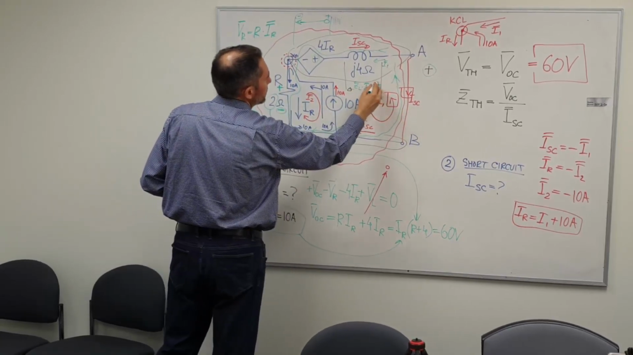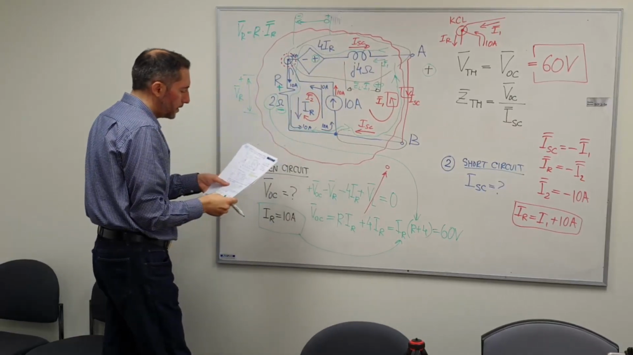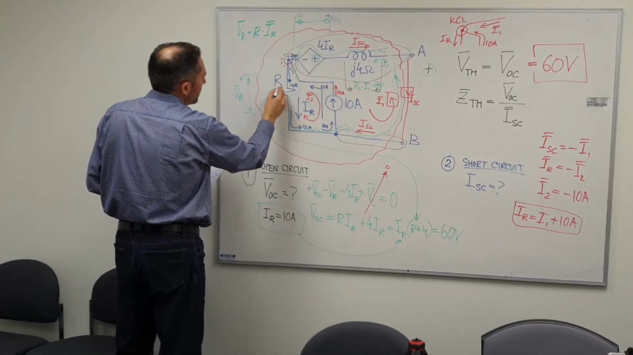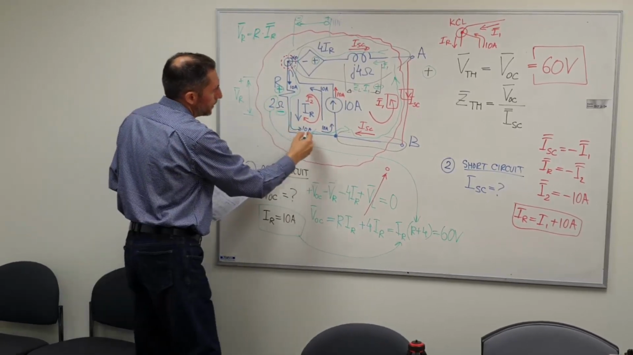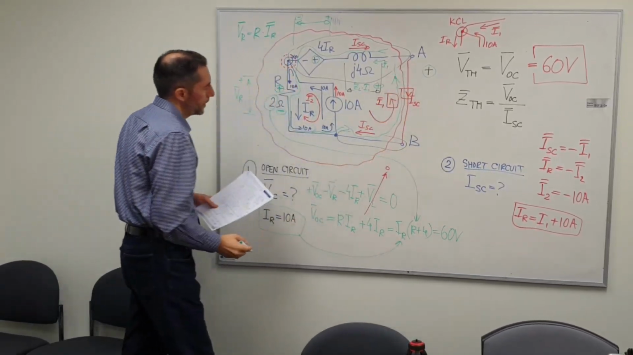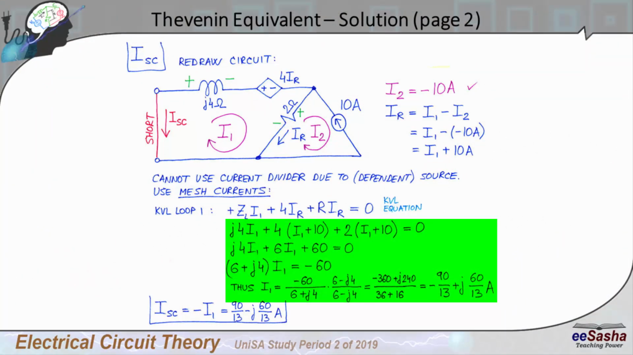So plus ZLI1 plus 4IR, and then I come down, then I have plus R times IR, and then I'm back to the beginning, so I have equals 0. So I'm not going to write all that, because you have it here in the solution, so just follow how it's solved, because it does involve some calculation to get to the value of I1.